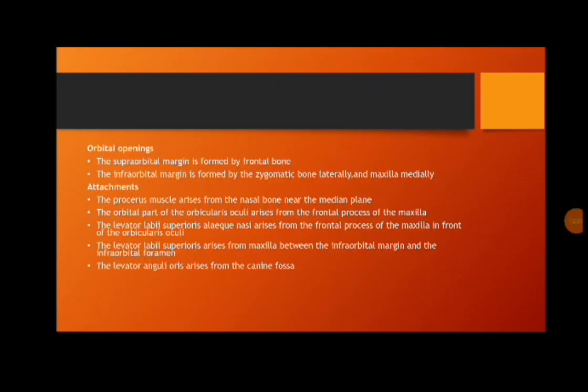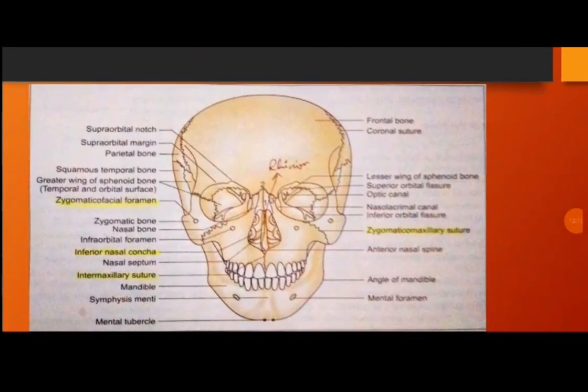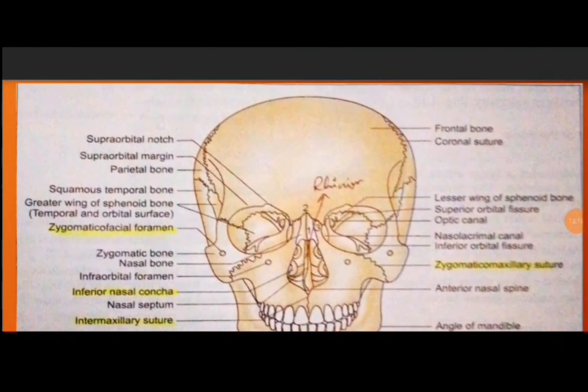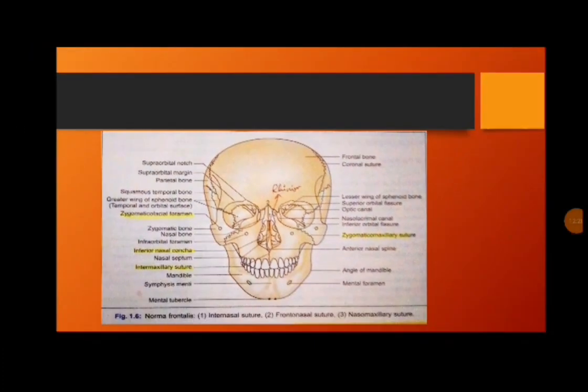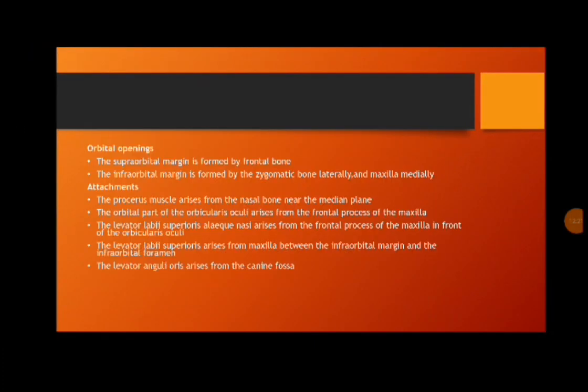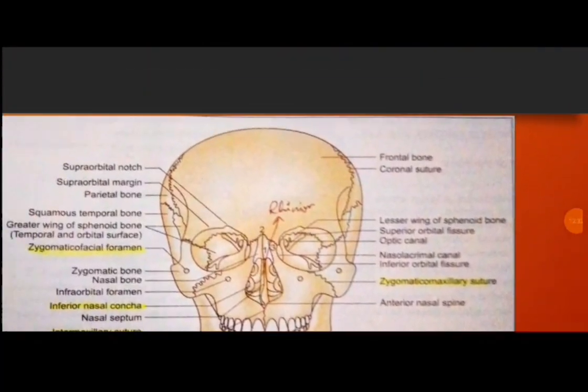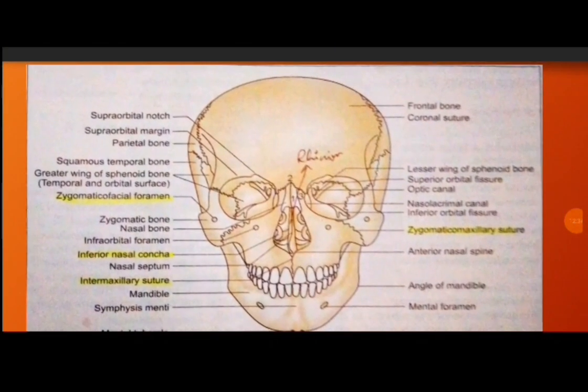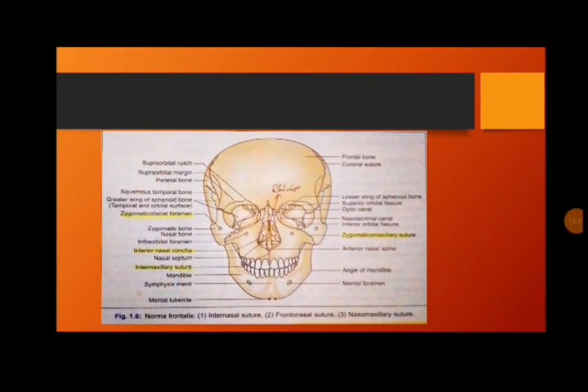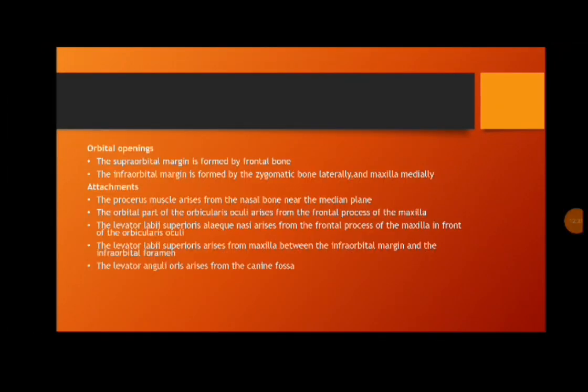Then next slide we'll see the orbital openings. The supraorbital margin is formed by the frontal bone. The one which is above the orbit is the frontal bone. So above, the supraorbital margin is present. The infraorbital margin is formed by the zygomatic bone laterally and the maxilla medially. Here you can see the zygomatic bone. In that region there is the infraorbital margin.